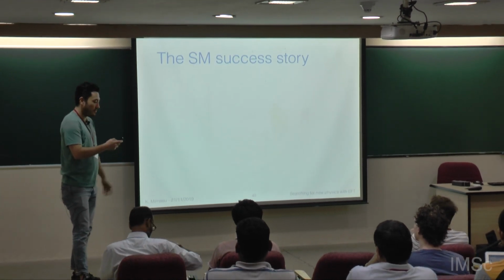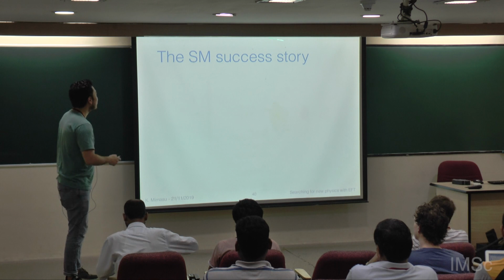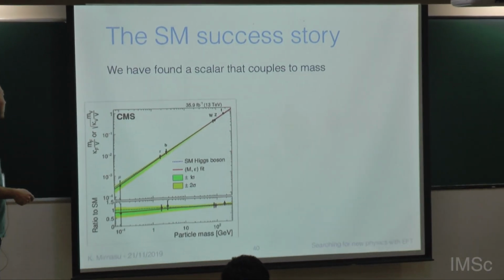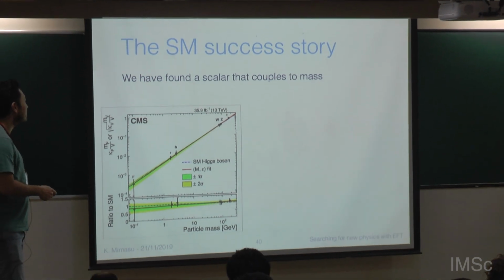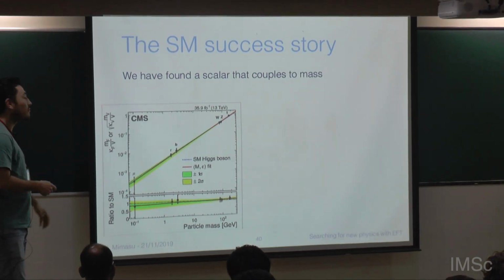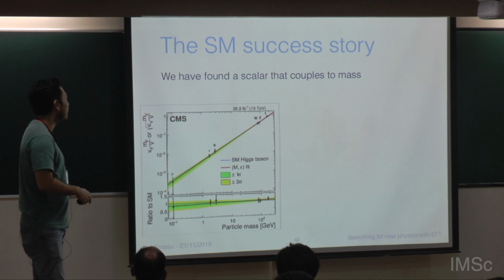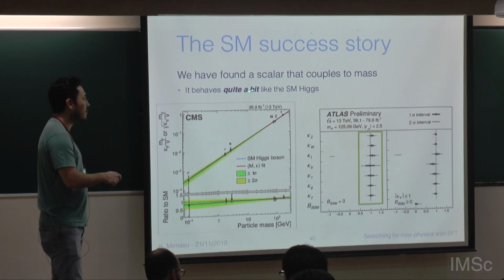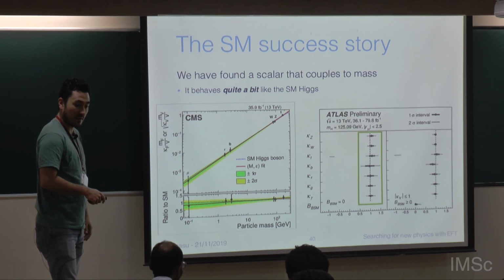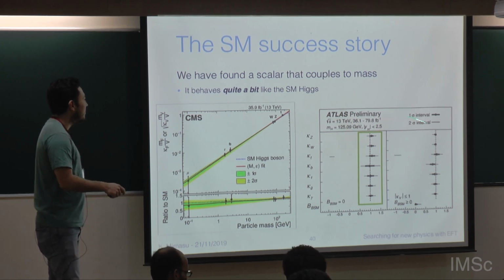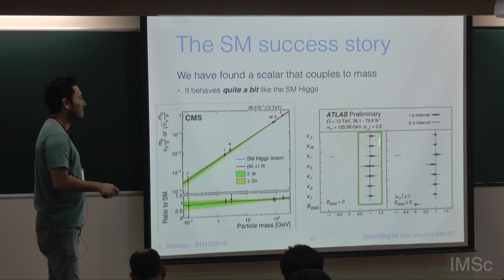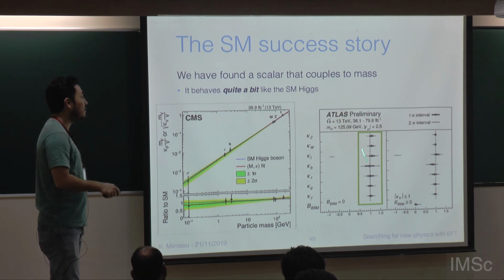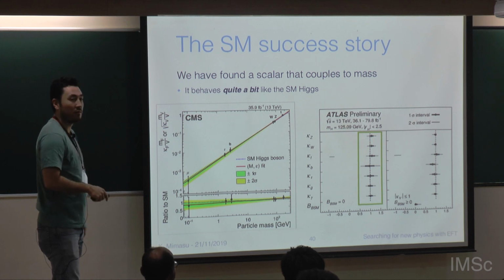So of course, we start with the success story of the standard model itself. You've basically seen this plot already in Fabio's colloquium, or some version of it. We found the scalar. We know it couples to mass in some way. And indeed, it behaves very much like the Higgs of the standard model. By looking at these fits of, say, ATLAS or CMS data, you see that all of these predictions for the couplings to various particles lie around 1.